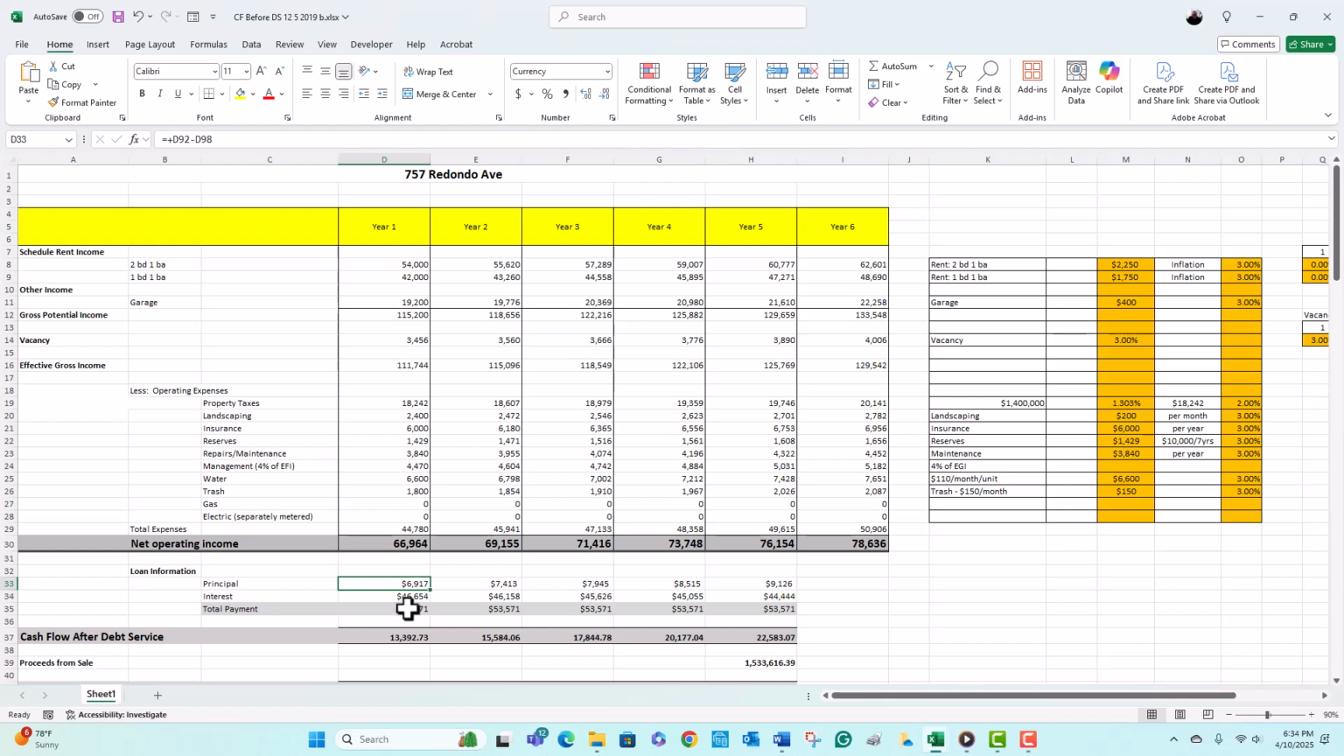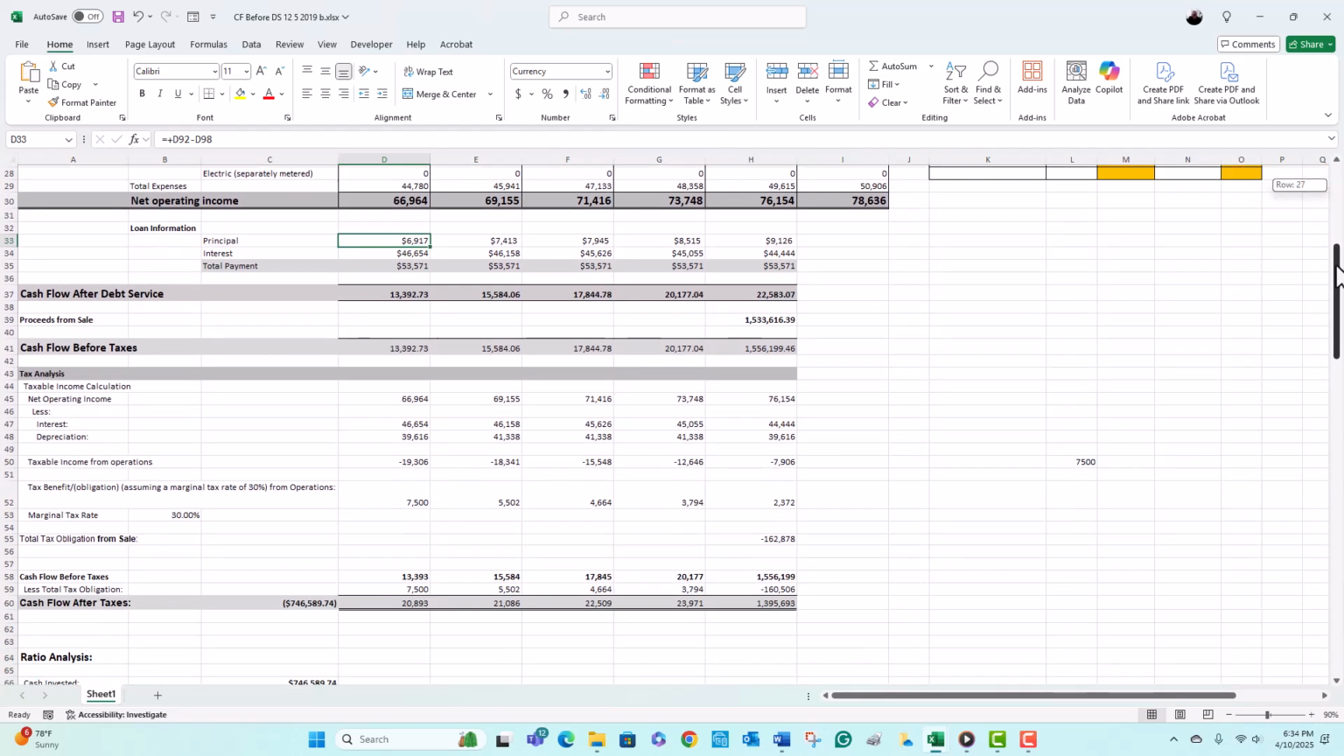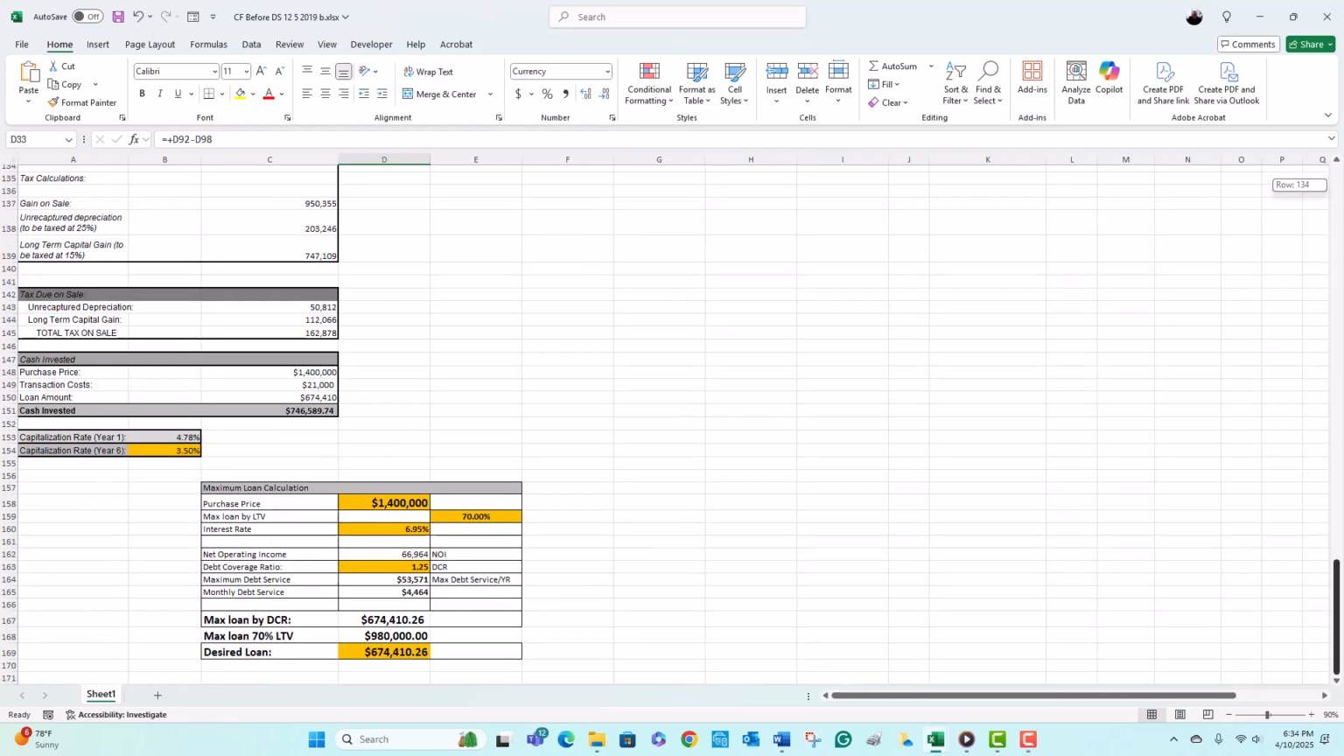The number that went in the interest column here is the difference between the total payment and the principal pay down. That's the interest here. That went all the way across. This is how you enter the loan information for any loan on the property. I might point out just one thing here, because this is going to come up later on.